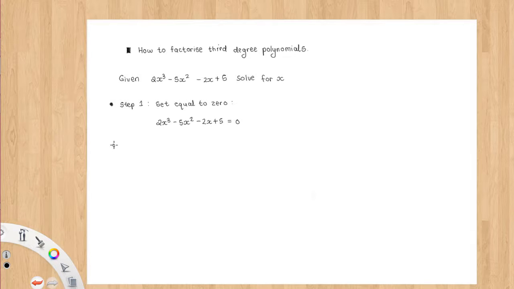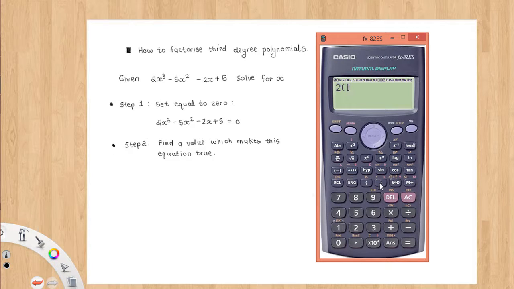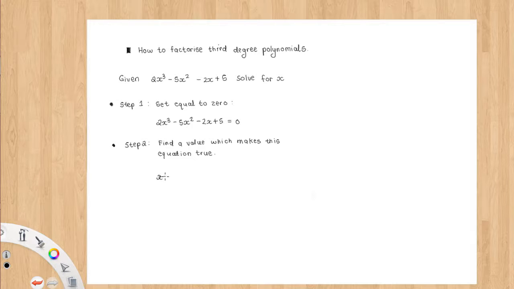Then your second step is to find a value which makes this equation equal to 0. We can do this using our calculator. Let's try x is equal to 1. We get an answer of 0. Okay, so x is equal to 1 makes the above equation true. Thus, this means that x minus 1 is a factor.